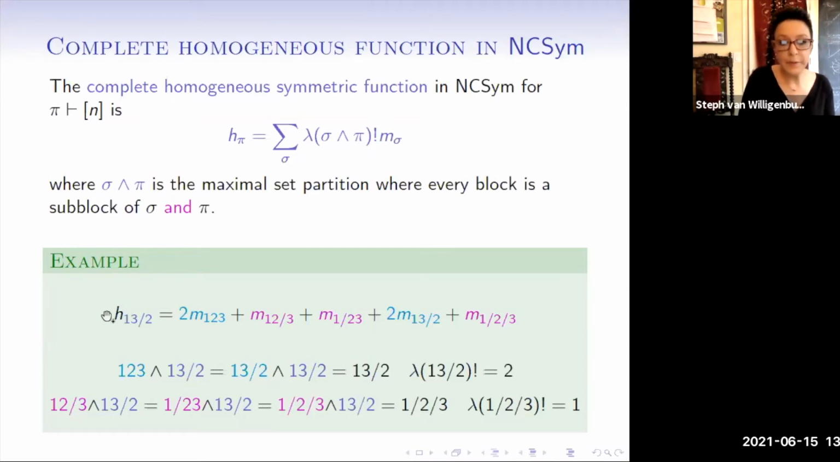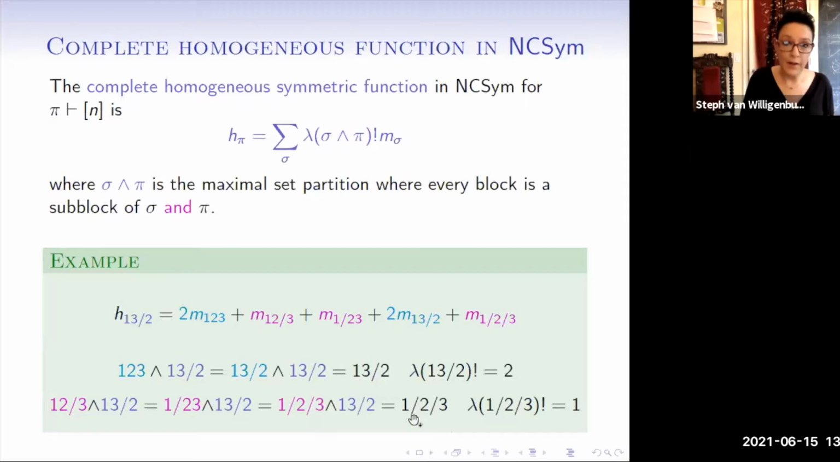Say we want to compute h_132. Well, notice that the set partition 132 is a maximal set partition where every block is contained in 1, 2, 3, and every block is also a subblock of 132. This is also the case of 132 and 132.